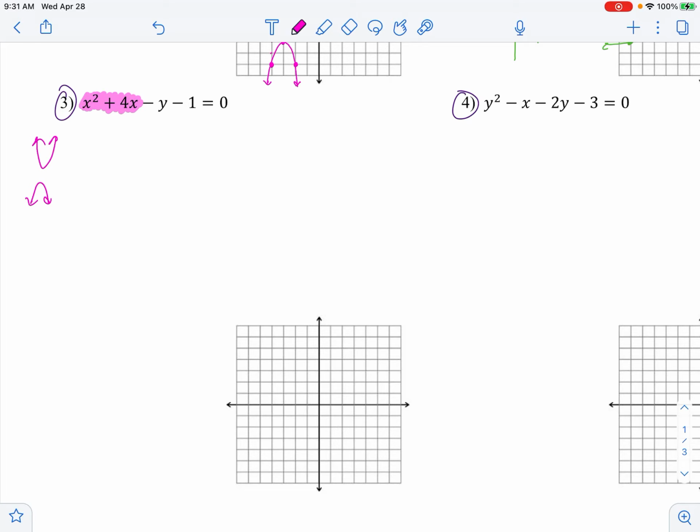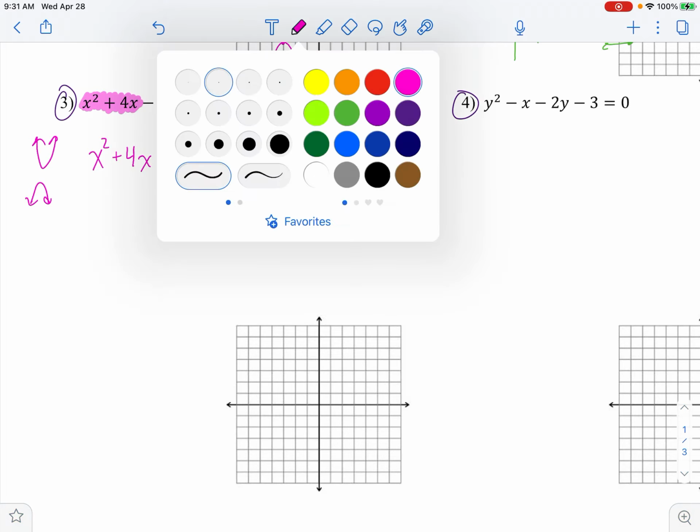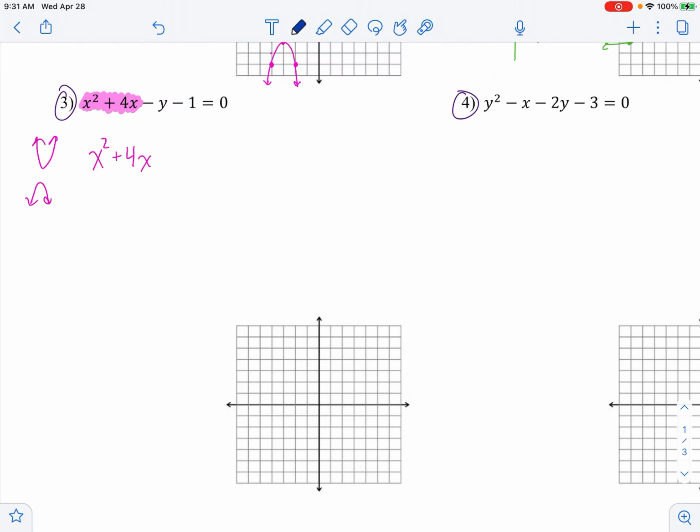You can move your 1 if you want. You don't have to. But we're going to have to keep it organized at some point, so I'll go ahead and move it this time. I'm going to add my y over to the other side. I'll also add my 1 over to the other side. And now I'm going to complete the square. 1/2 of 4 squared means that I'm going to add on 4 to both sides. When I now factor, this is going to be x plus 2 all squared. And over on the other side, I'm going to have y plus 5.